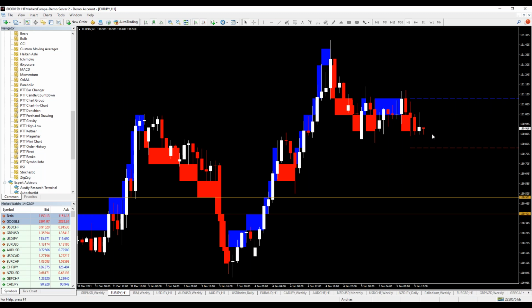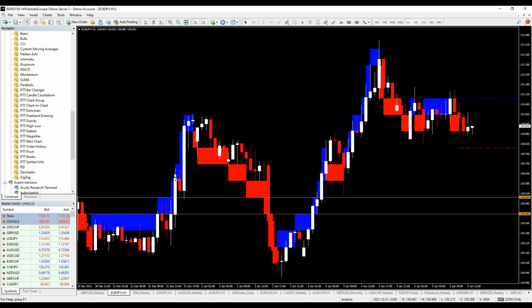Okay, guys? So also, as I said, if we have continuously Renko bricks moving higher and higher, or lower and lower. So for example, over here, we had 1, 2, 3 consecutive red bricks, then these are providing to us the immediate support level.